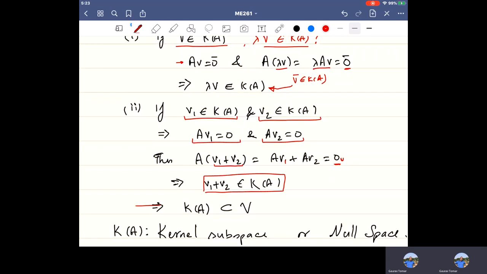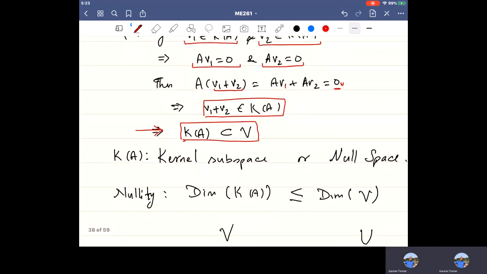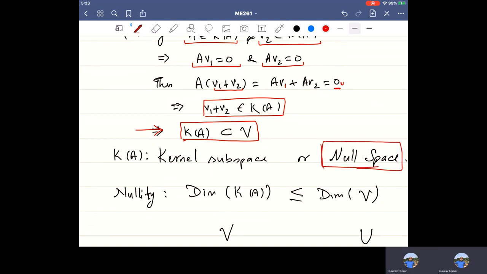This proves that the kernel space, or the set of all the vectors which map to 0, is a subspace of V. We call it the kernel space. Another name that you would remember from the matrix theory is the null space. So this is the same as the null space. Now we can define nullity as the dimension of this subspace. The dimension of the null space is going to be less than or equal to the dimension of V.